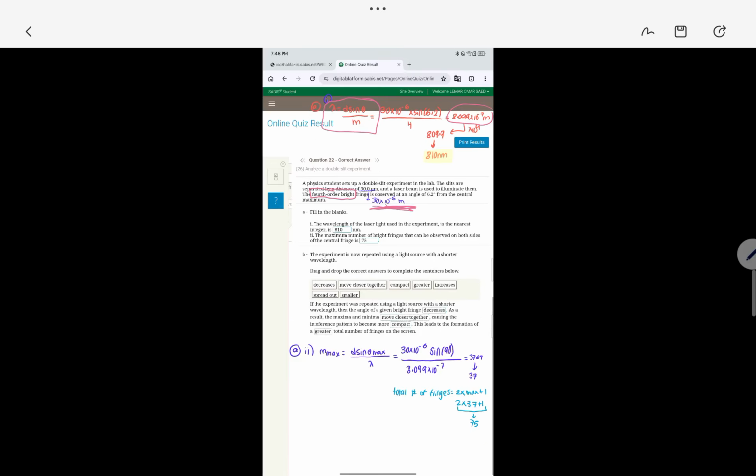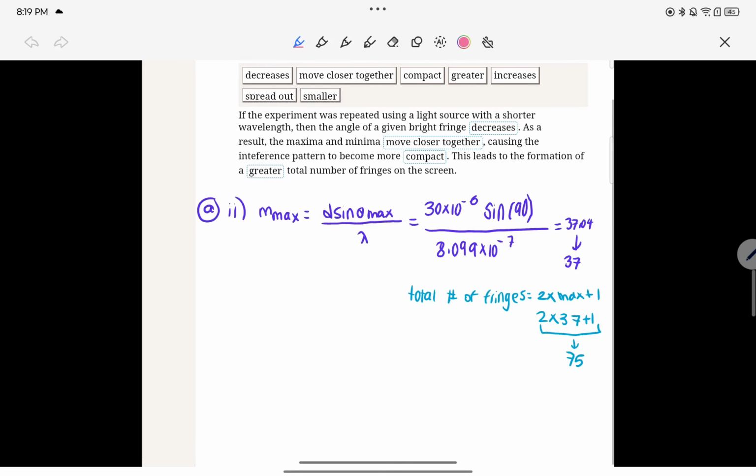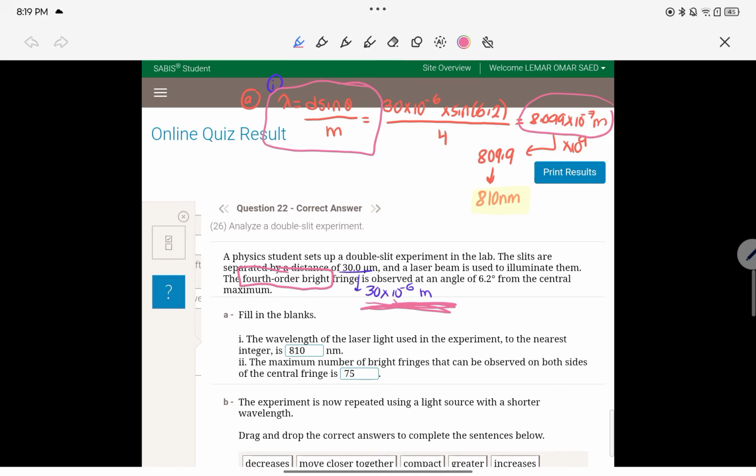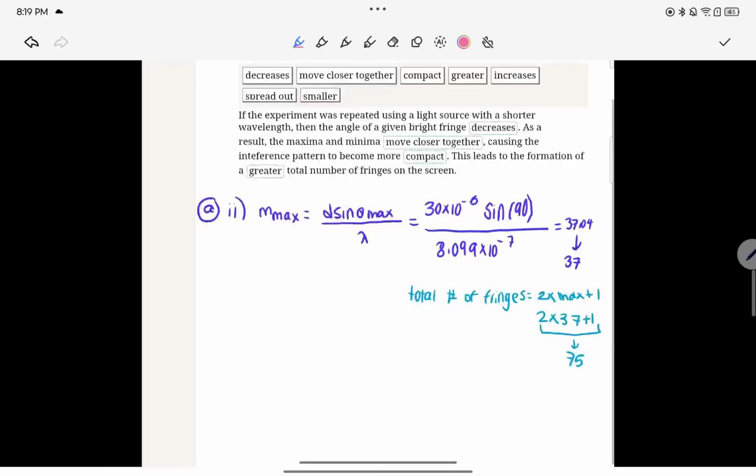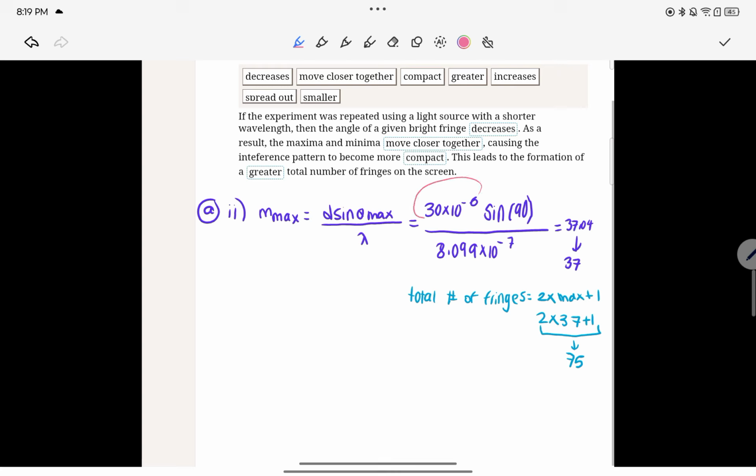Also part A(ii). This again: d sine over lambda. Lambda, we got it here in meters. You keep it in meters. And then sine 90. This again, and you get 37.04, so 37. Now we need to find the total number of fringes. So you use 2 times max plus 1. You do it and then you get 75.